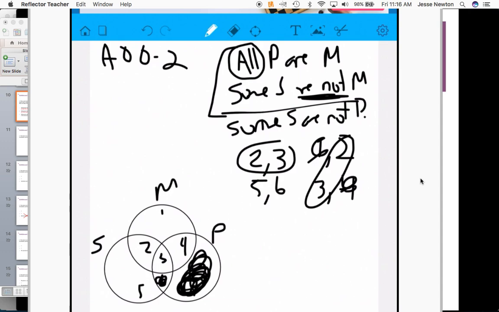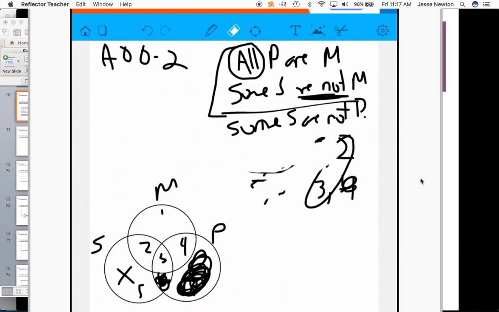Now, here's the thing. We've said that 6 is empty, so we can't put anything in 6. So this is where we have to put our X because we've already shaded in 6. So we can't put anything there.